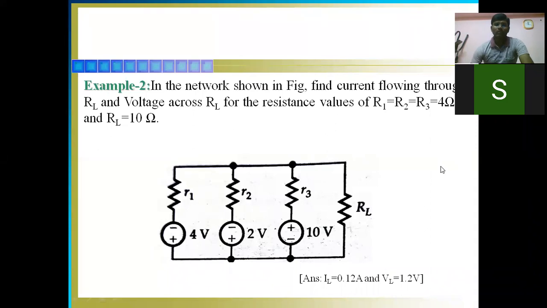So you solve this problem. Also simple. See here. The first two sources are driving current in the downward direction. The third source is driving current in the upward direction. So according to that, you play with plus and minus. So here minus, minus, plus. That's all. Everything is similar to your previous problem. Okay. Then I will go to the next theorem.